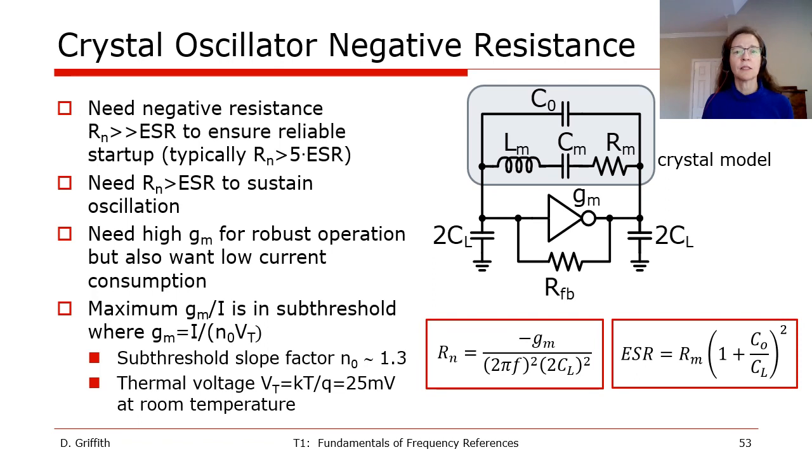We can calculate the minimum current consumption needed for a continuously biased sustaining amplifier by assuming that the transistors are biased in the maximum GM over I point, where the GM equals current divided by the subthreshold slope factor and the thermal voltage. However, it's important to note here that the negative resistance is a strong function of the load capacitance CL. So if the load capacitance is not specified, you can't evaluate how competitive the current consumption is.